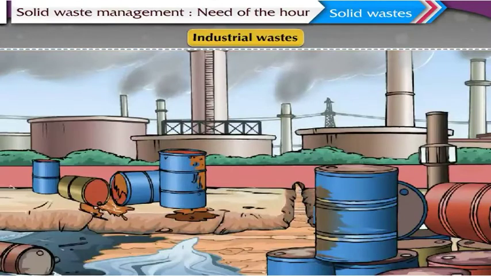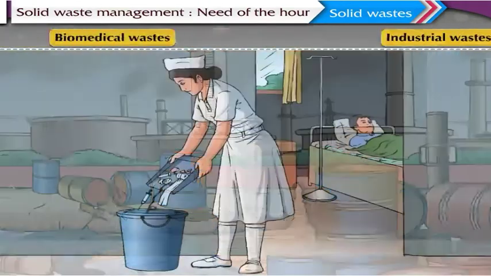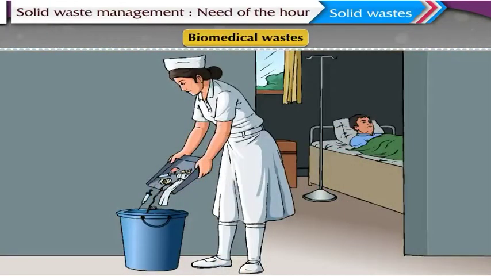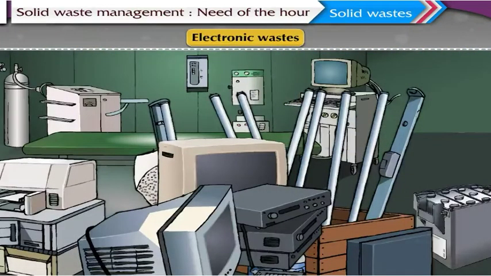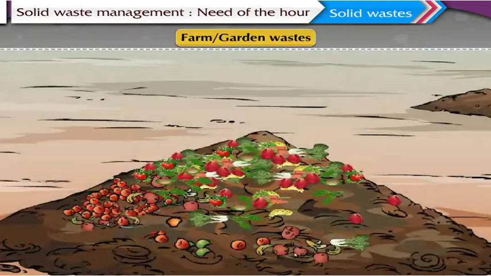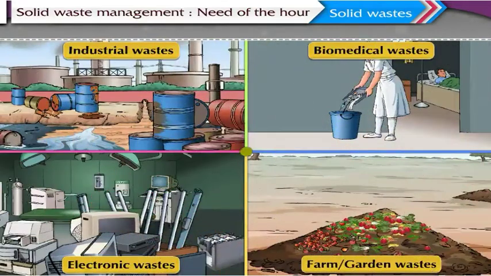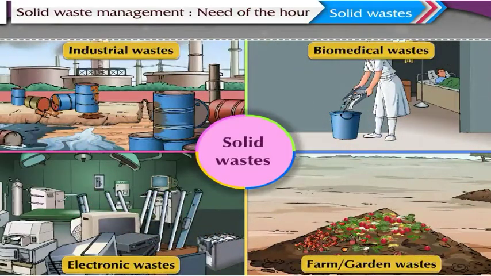Waste dumped out of the factories and industries. Biomedical wastes created in the hospitals and dispensaries. Electronic waste. Waste collected from farms and gardens are all included in solid wastes. Come, let us now quickly learn about different types of solid waste generated in our surroundings.